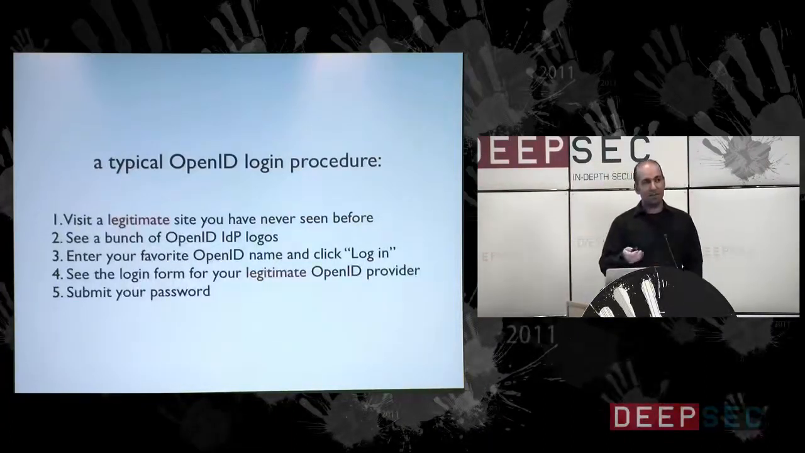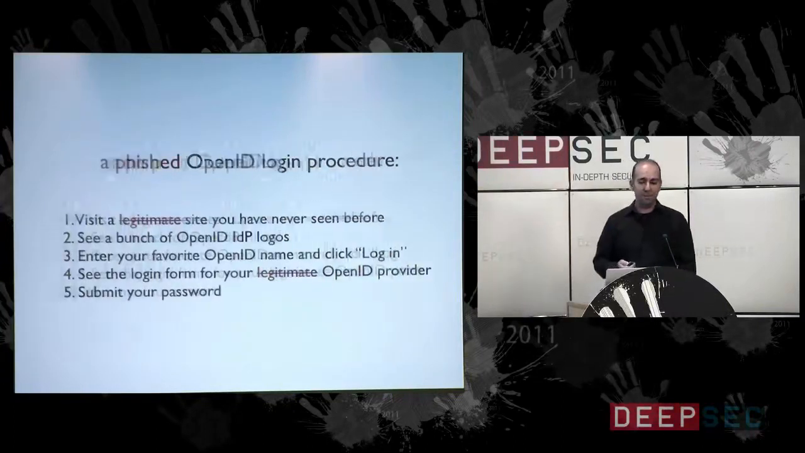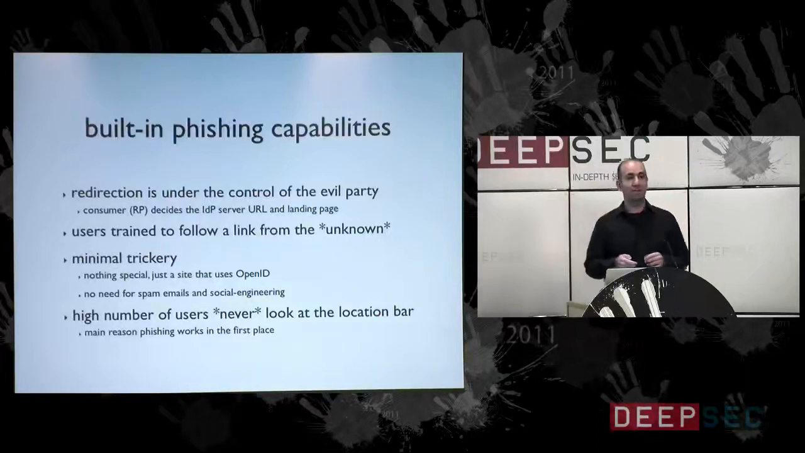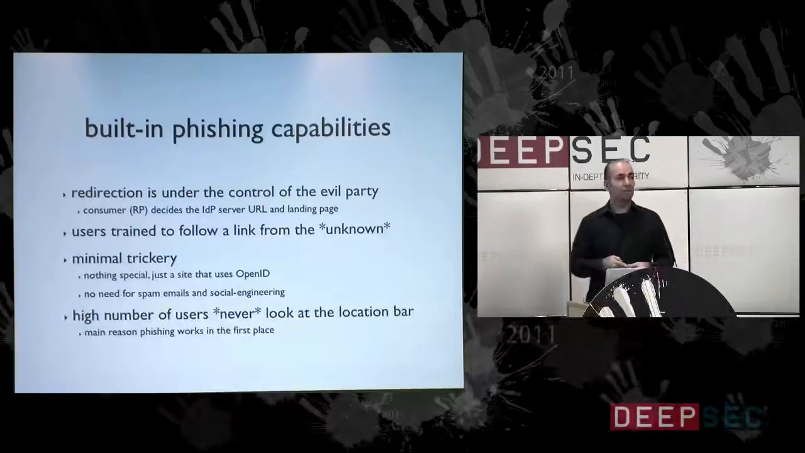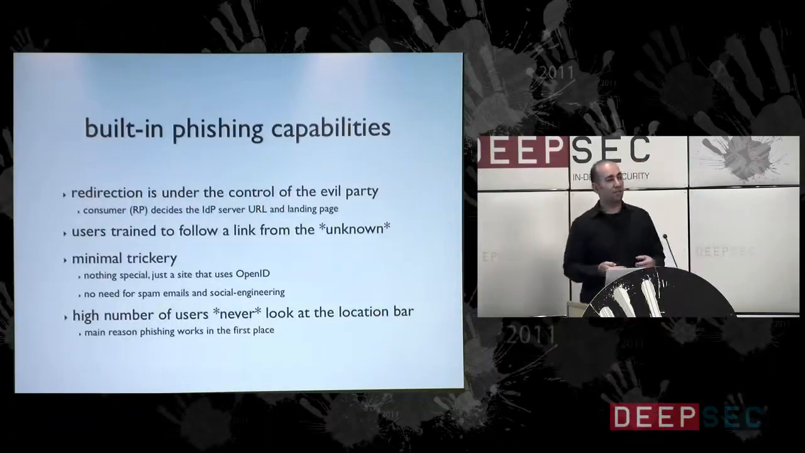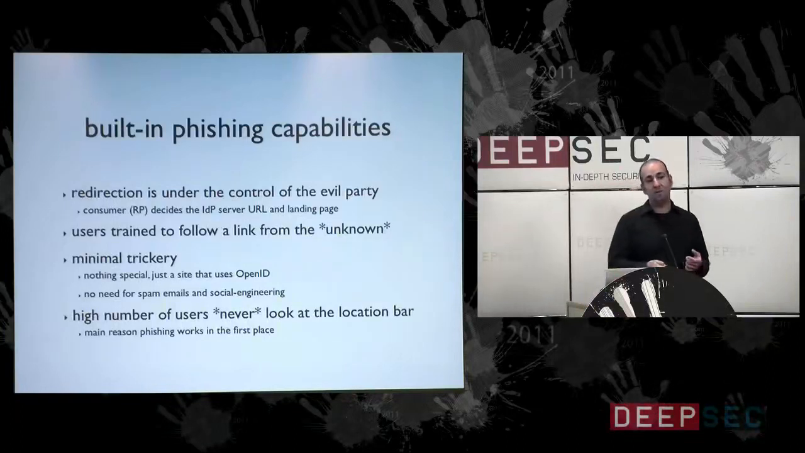Now let's look at the phished OpenID procedure. Well, it's exactly the same thing, except the sites are no longer legitimate. So OpenID comes with some awesome built-in phishing capabilities for the phisher. The biggest problem is that OpenID actually teaches the user to follow a link from an untrusted party, in this case an untrusted third-party client. So all the trickery that goes into phishing in order to create some motivation and convince you that you need to go access goes out the window.